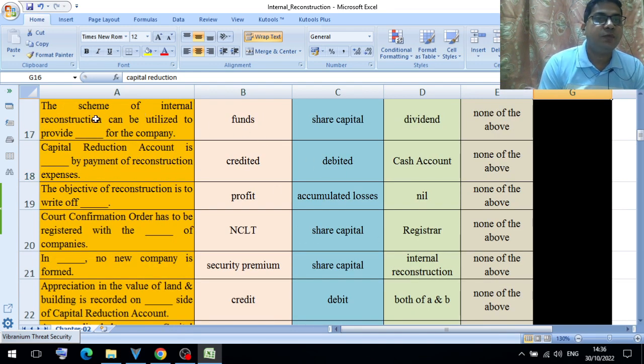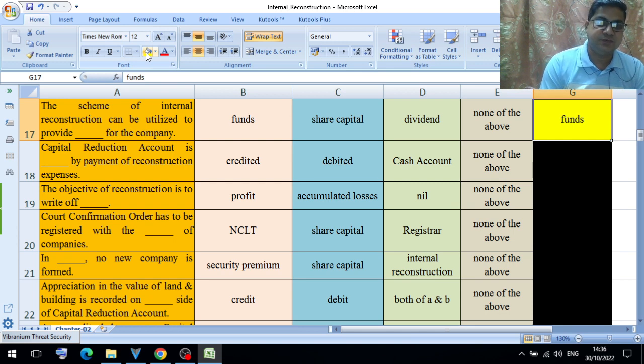The scheme of internal reconstruction can be utilized to provide dash for the company. Option A, funds. Option B, share capital. Option C, dividend. And option D, none of the above. So here the answer is funds.